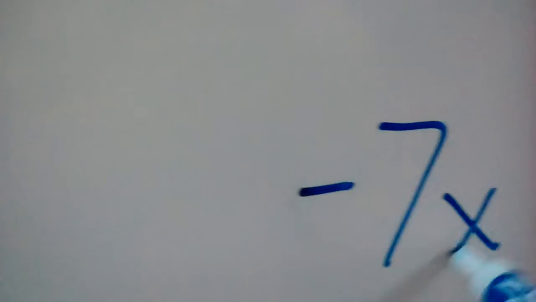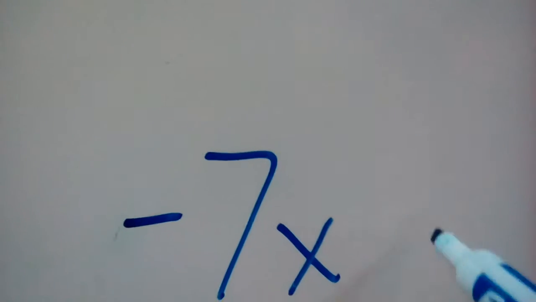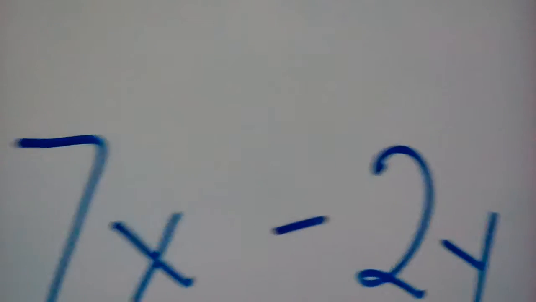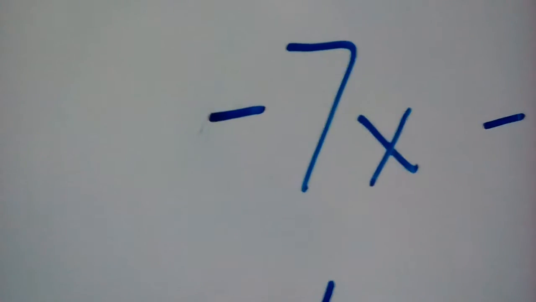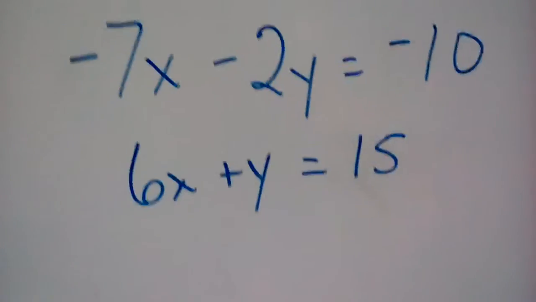So first of all, I'm going to do an example, okay? I have this one. So I have negative 7x, and I am going to subtract 2y, and that is equal to negative 10. And then I have another one, 6x plus y, which is equal to 15. So there are my two equations, okay?